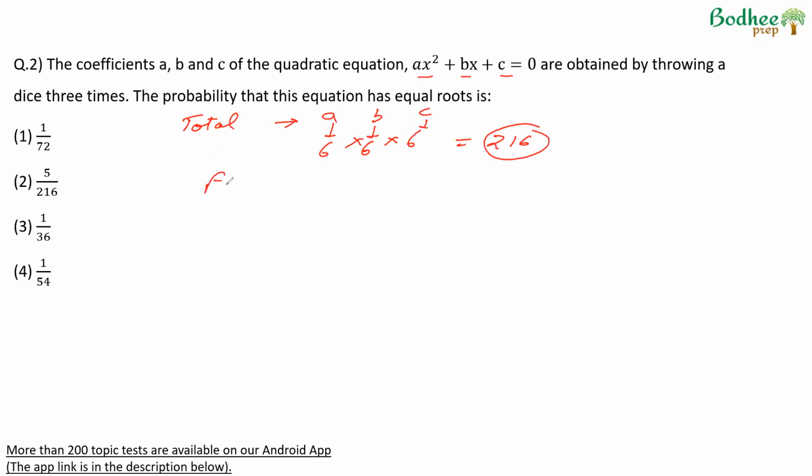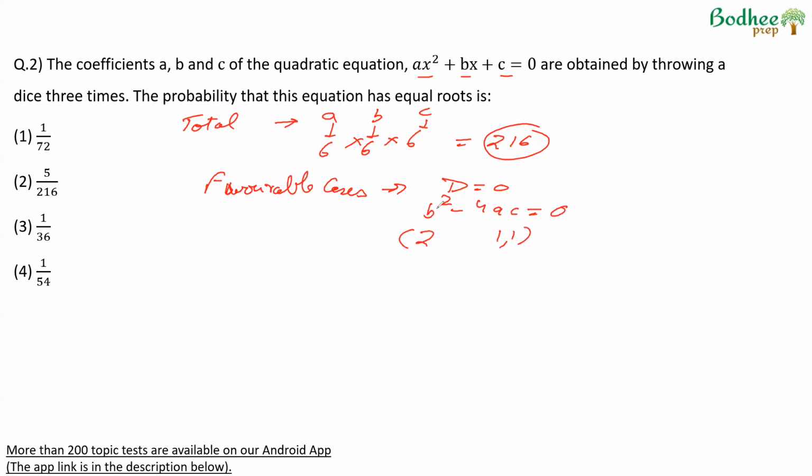What is the favorable cases? Favorable cases will be when the equation has equal roots. Equal roots means discriminant is equal to 0, which means b square minus 4ac is equal to 0. If b is 1, 1 square minus 4 cannot be 0. B has to be even because 4ac is even, 0 is even. If b is 2, 2 square 4, a and c can be 1 and 1. So this is one case.